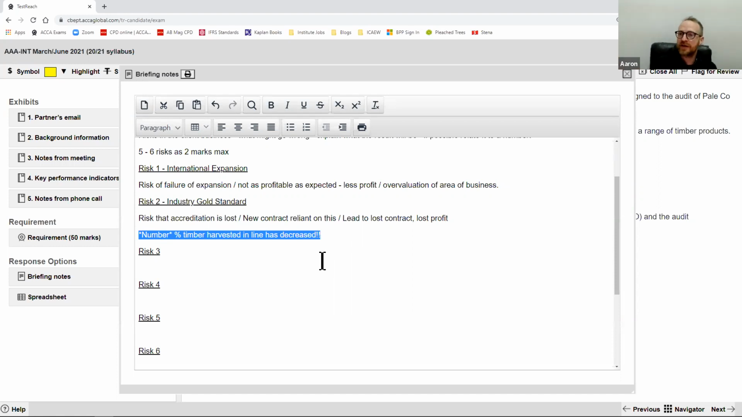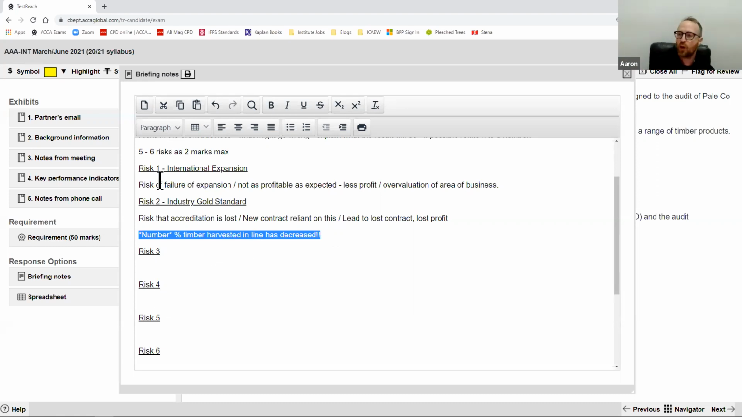Well, what about next year? They're at 78 and they lose the accreditation. What impact would that have on the business? Lost contract, lost profit, et cetera, et cetera. I would be prioritizing that one. Not that I would copy and paste it, I would just expand on it first. Okay, so I expand on it and then I look for the next one that I think I can talk about the most and I expand on that and I keep doing that until my time is up.